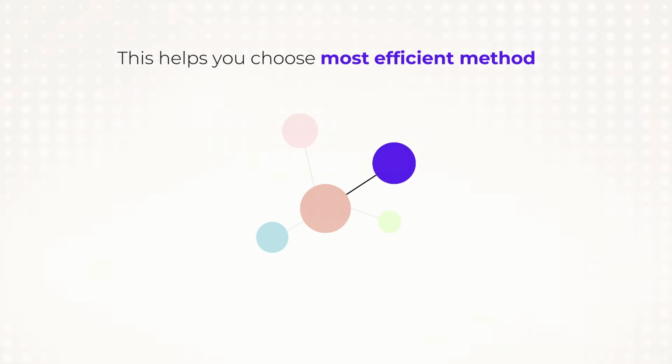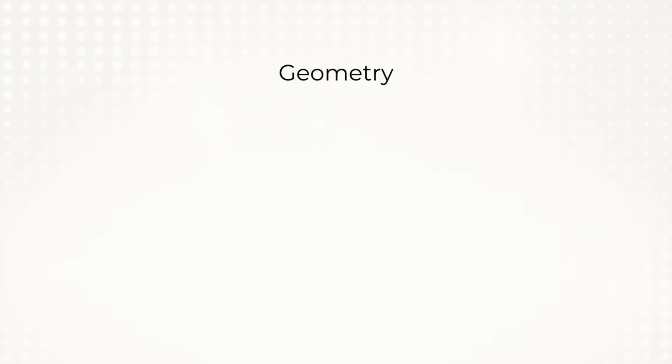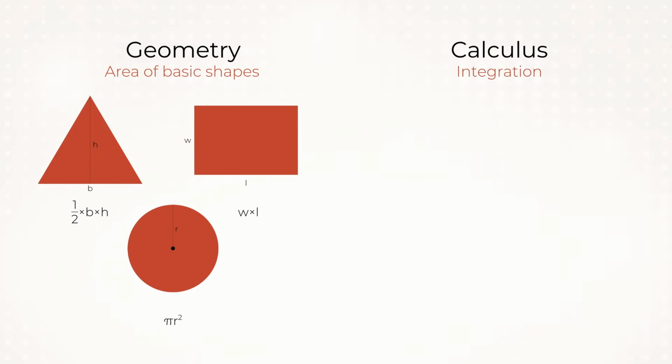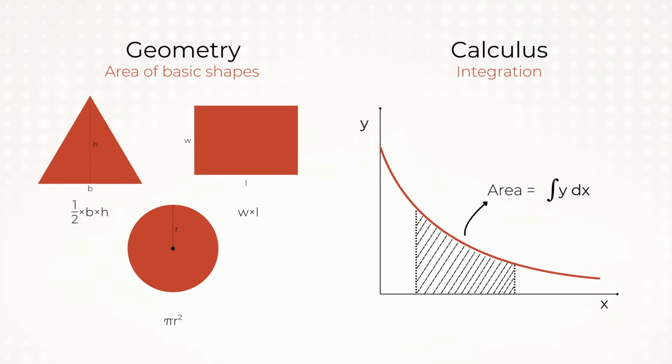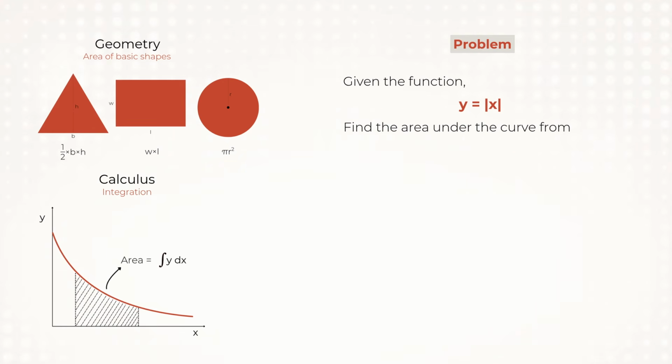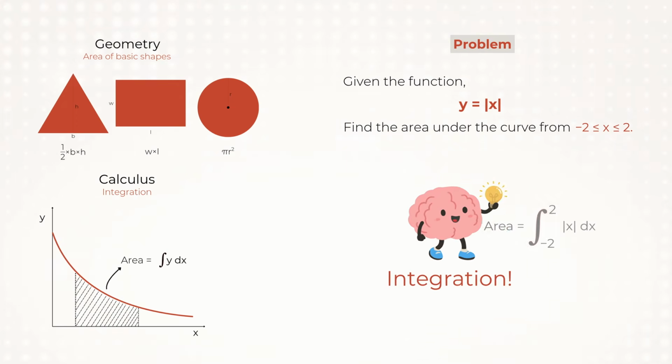Let us understand this through one example. In geometry, you learn how to find the area of basic shapes, but in calculus, you learn integration to find areas under any curve beyond basic shapes. Now consider this problem. Given the function y equals absolute value of x, find the area under the curve from x equals -2 to x equals 2. Now what is the first thought that comes to your mind? We should apply integration.